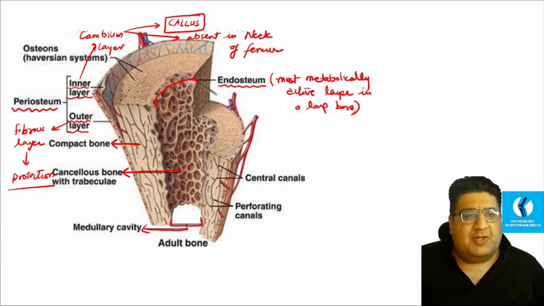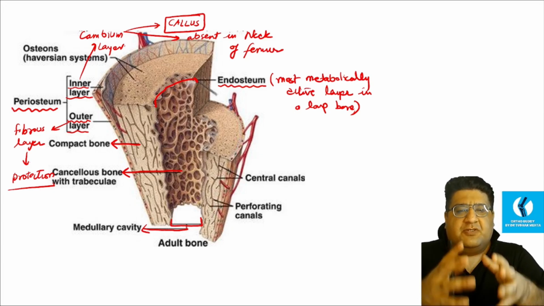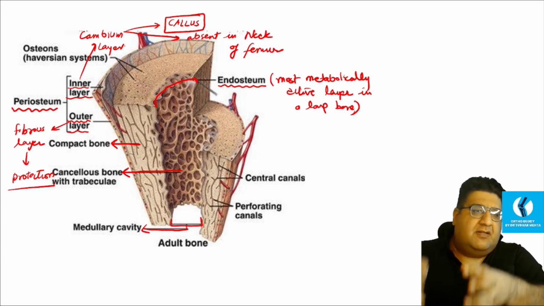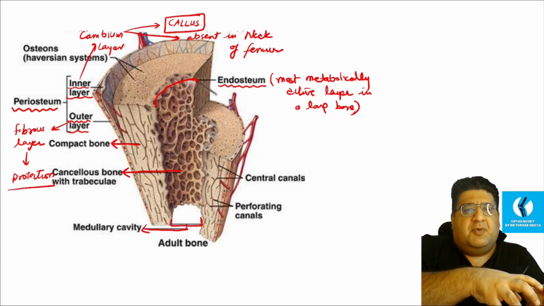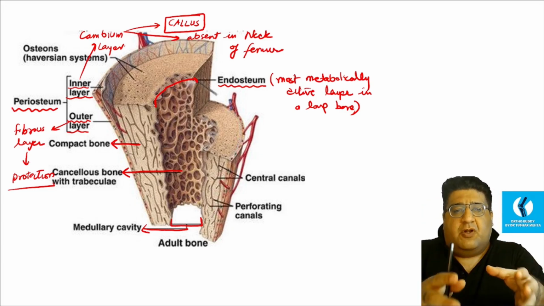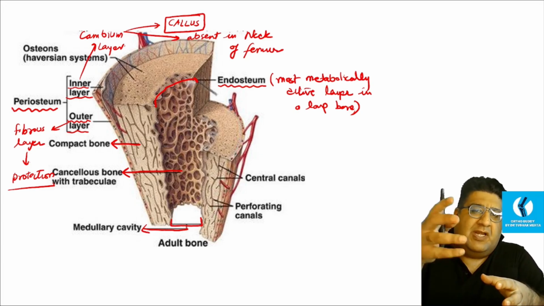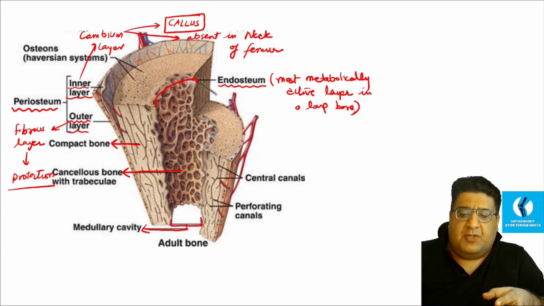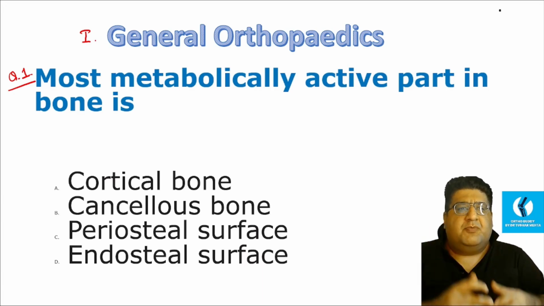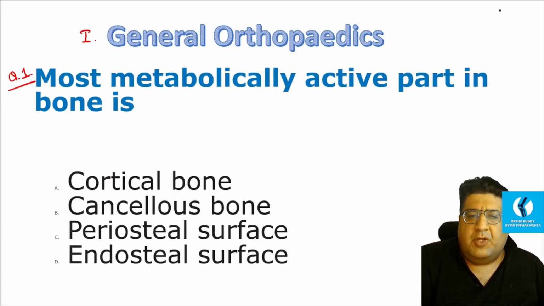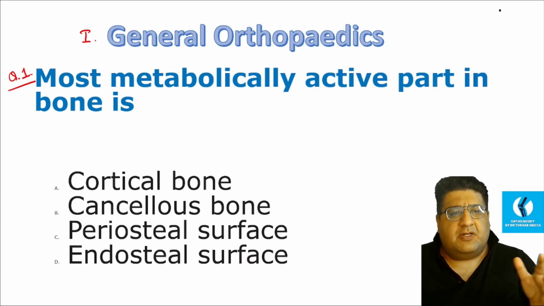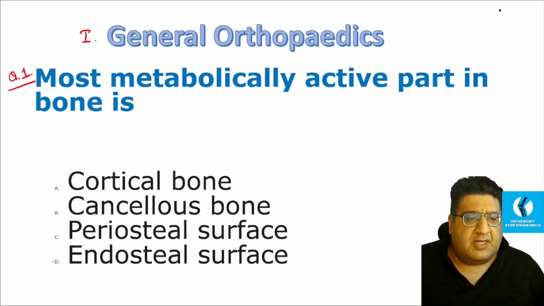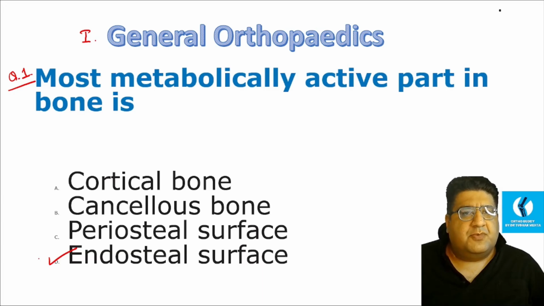I hope you people have understood. So if there is a bone which has got some sort of an injury, then the metabolically active layer is periosteum. But if there is a bone which has a normal structure, then the most metabolically active layer is called endosteum. So this is your question number 1, which I hope you all can understand now. So the most metabolically active part in a bone is, come on everyone, the answer has to be endosteum.